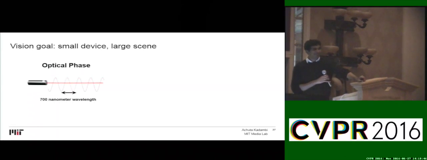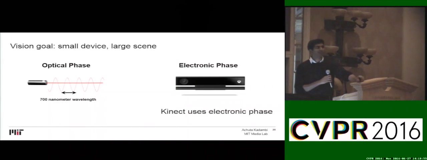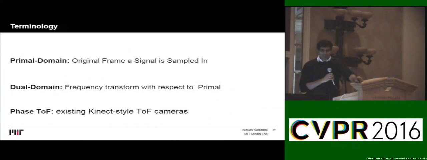And so if we look at optical phase, you're dealing with, again, nanometer phenomena. So you're pretty much stuck there. You need to solve that problem by resorting to a different type of wave and look at interference of that. So we're looking at interference with respect to the Kinect, which is using electronic phase. So we're going to define some terms here.